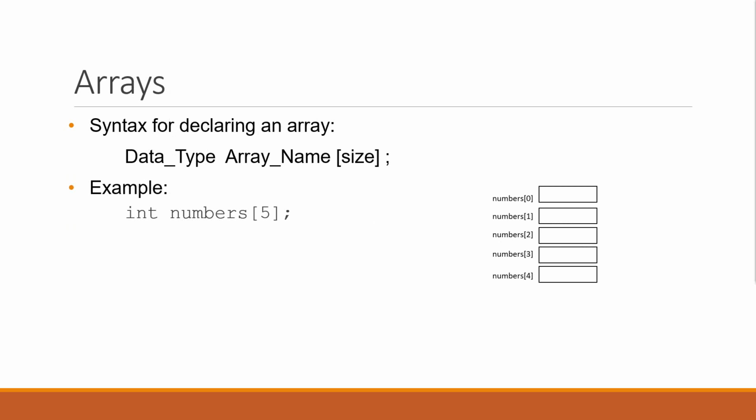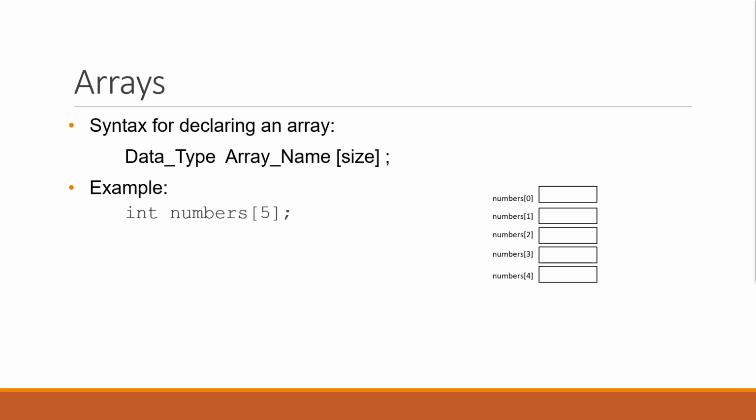Array name: this is the name given to the array variable. You can choose any valid identifier as the name. Size: this specifies the number of elements that the array can hold. It must be a non-negative integer value. This size determines the capacity of the array and is fixed once the array is declared.